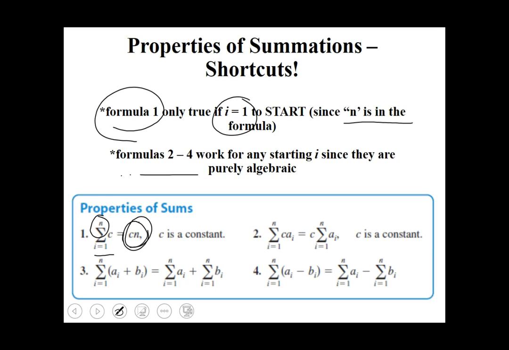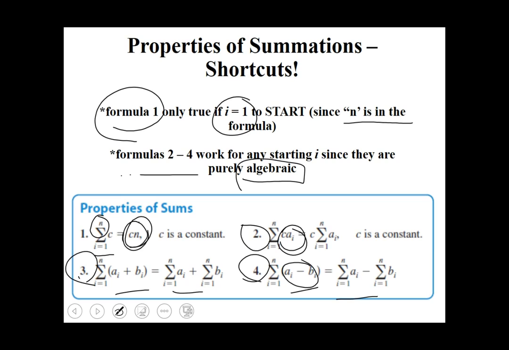As far as formulas 2 to 4 go, these actually will work for any starting i because they're purely algebra based. If you take a look at formula number 2, all you're doing is factoring out a constant. That is a purely algebraic maneuver. There is no n in the formula, so you're free to do that anytime. Same for 3 and 4. If you look at these formulas, they are purely algebraic. There are no n's in the actual formula, which means you're free to use them for any starting value of i.